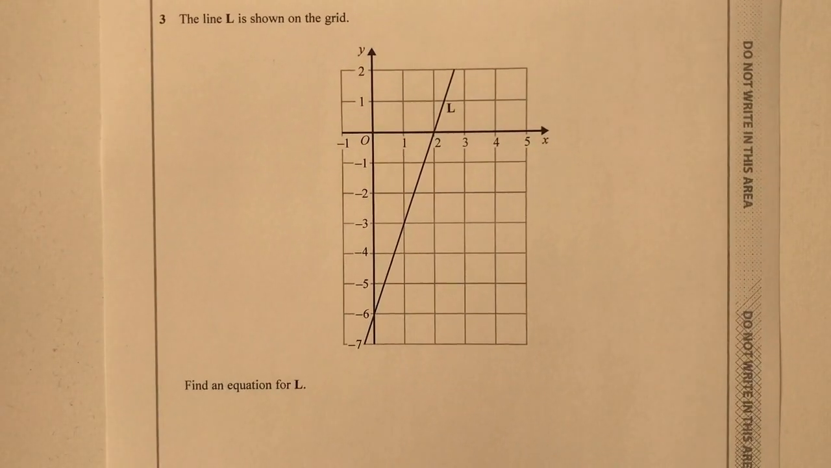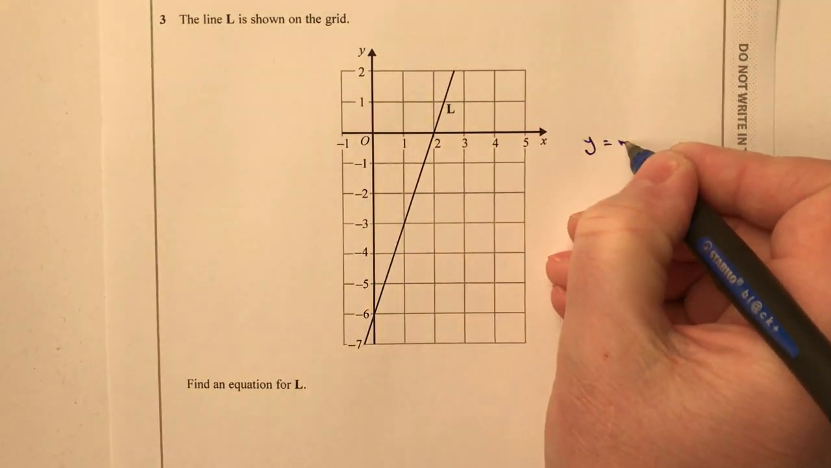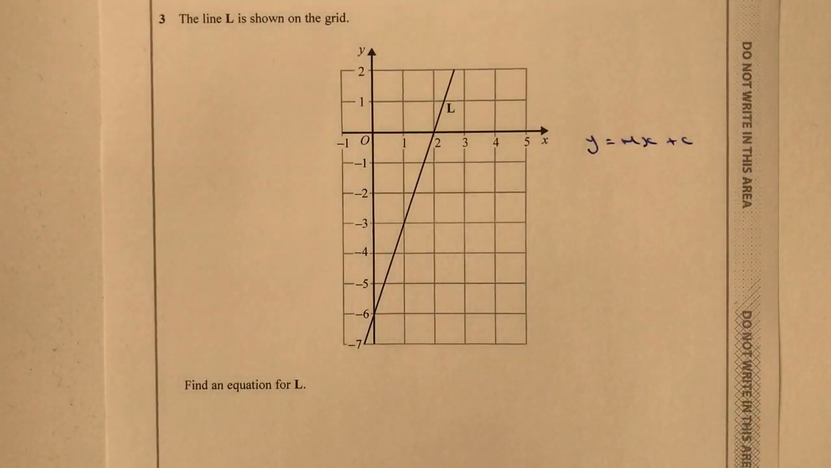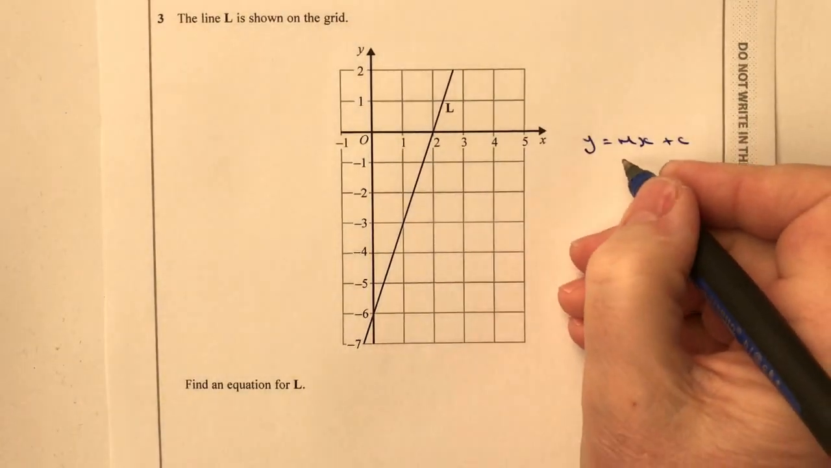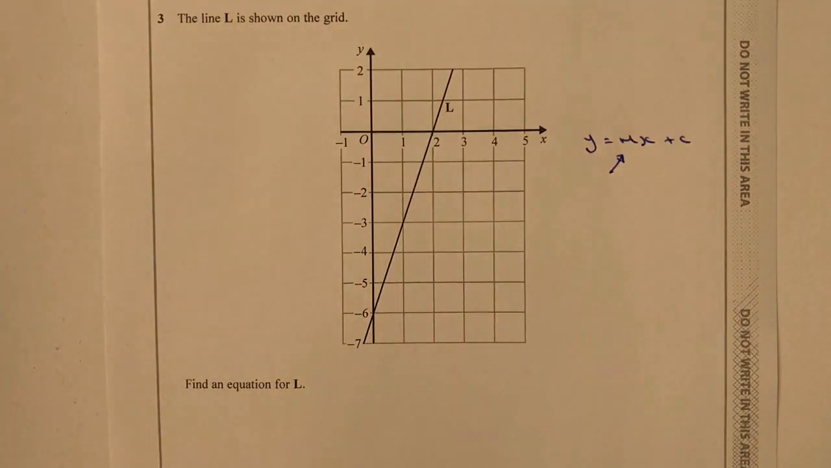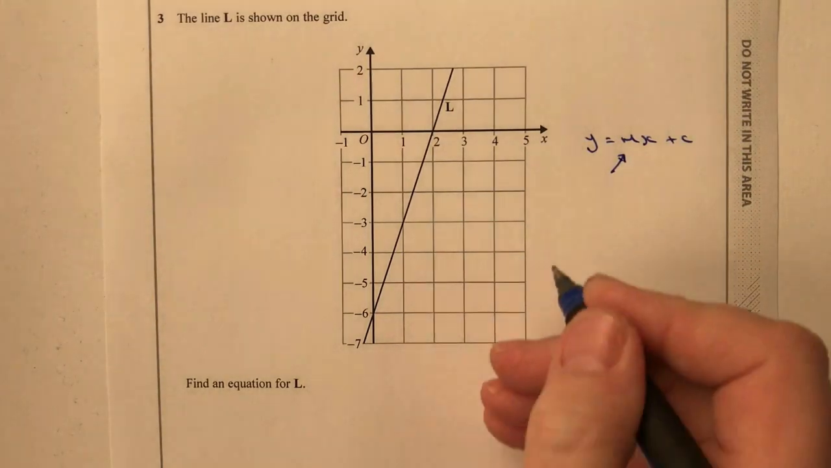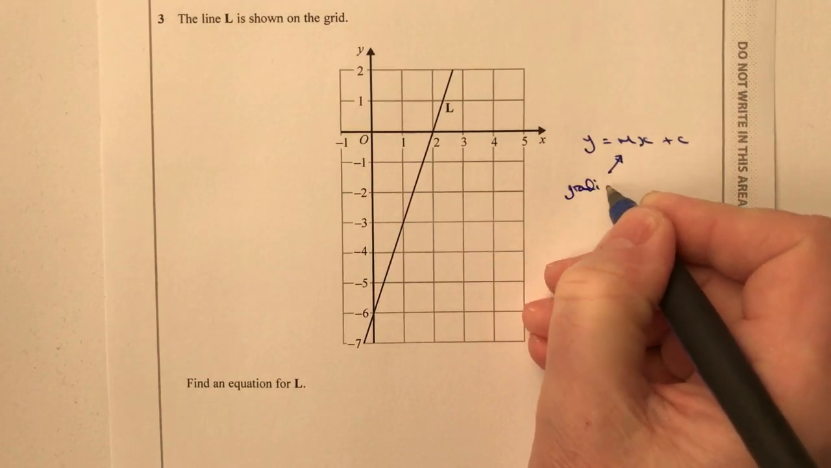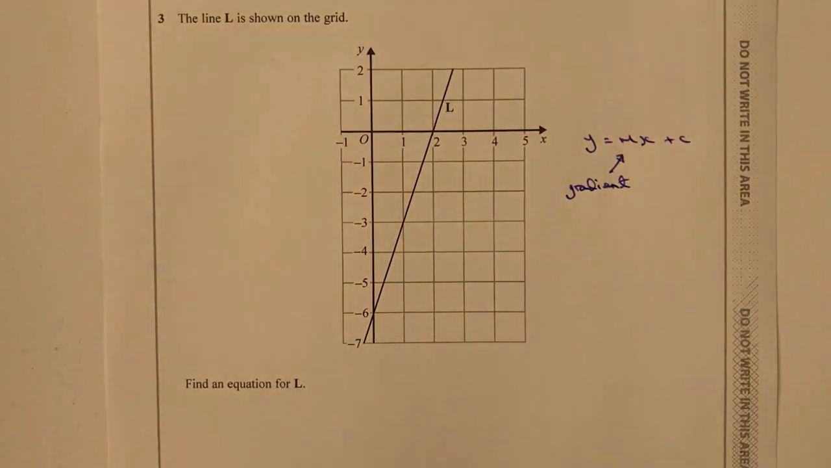And this one, we've got the line L is shown on the diagram. I'm going to find the equation. Well, with all straight line graphs, you've got what they call the general form, and the general form is y equals mx plus c. So basically, we've got 2 things we need to find out. The first thing we need to find out is this value of m, which is called the gradient. I appreciate that they've used the letter m, but it is the gradient.